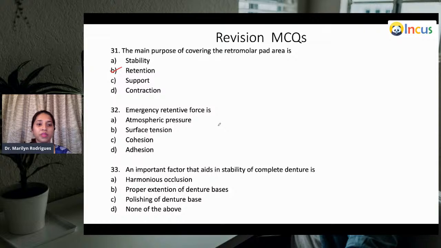Question number 32. Emergency retentive force is atmospheric pressure, surface tension, cohesion or adhesion. It is option number A, atmospheric pressure. An important factor that aids in stability of complete denture is harmonious occlusion, proper extension, polishing of the denture base, or none of the above. The answer to this is harmonious occlusion. Okay.